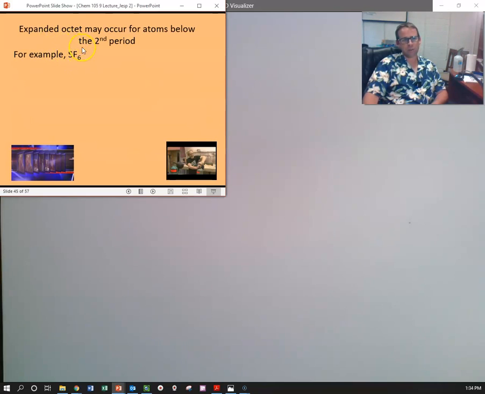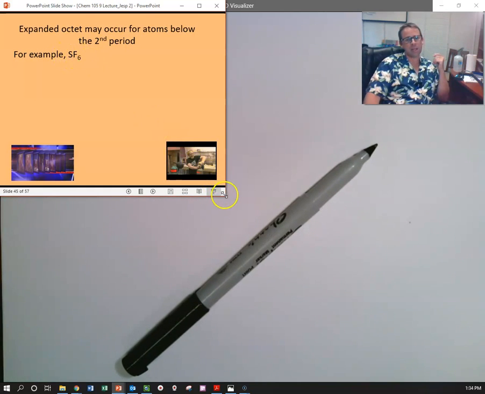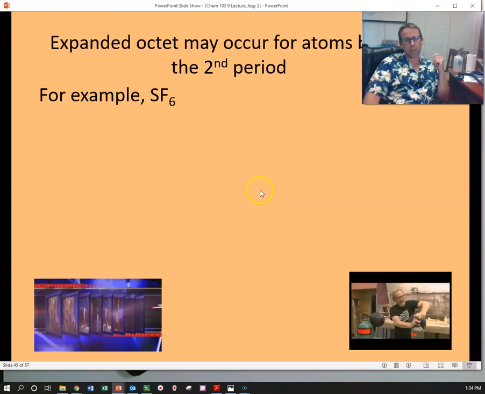It's this sulfur hexafluoride. If you think about the central atom there, sulfur, and then the 6 fluorines on the outside, immediately you would see that we're going to need multiple or more than 8 electrons to be available to that.